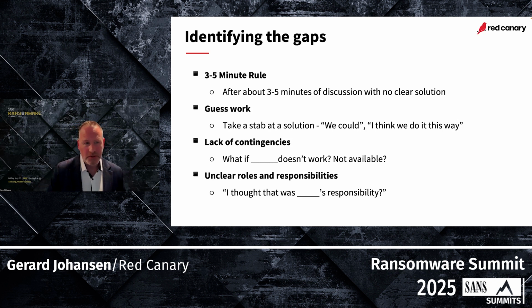Unclear roles and responsibilities. This is what I call the cross-finger thing: well, that's Bill's team. Well, no, that's Mary's team. And that's Jane's team. If we've got that lack of clarity, again, clarity is key here. This individual is responsible for this. If they're not available, this individual is responsible. So unclear roles and responsibilities is a major indicator that you've got a gap.